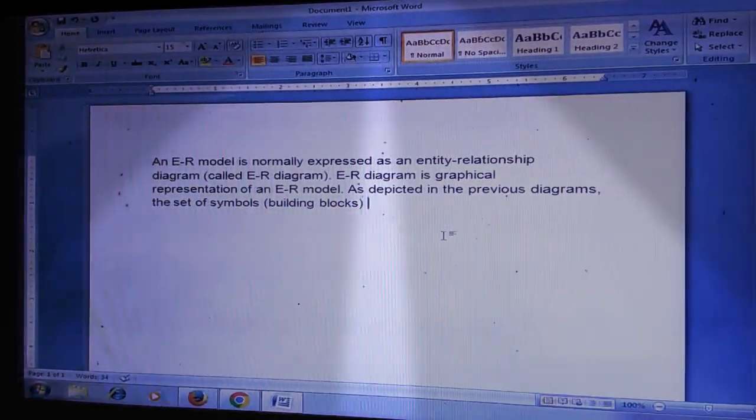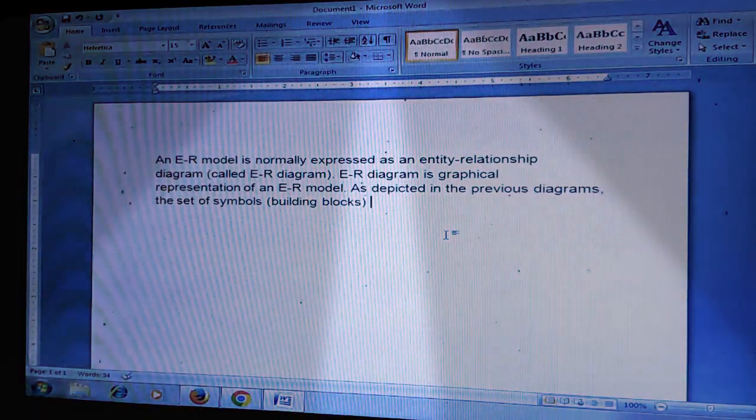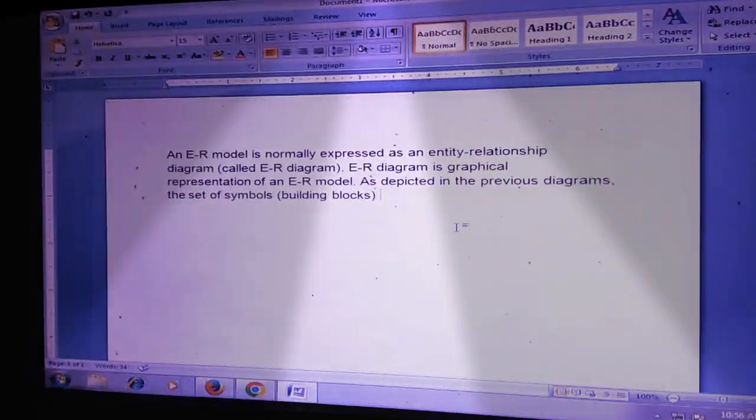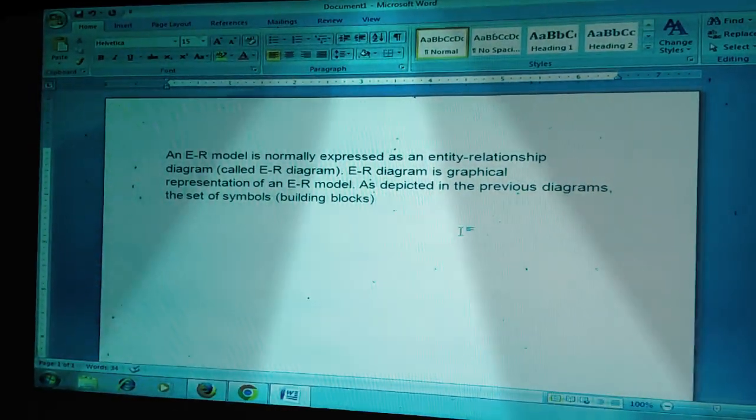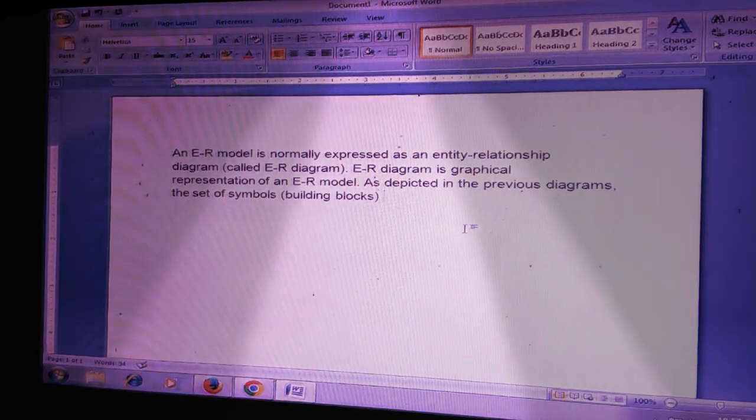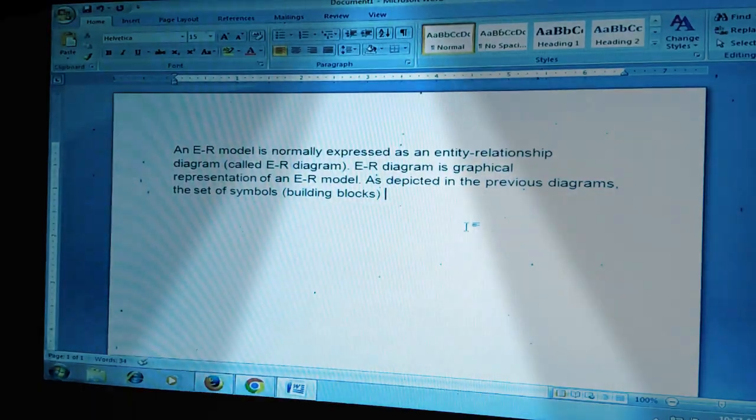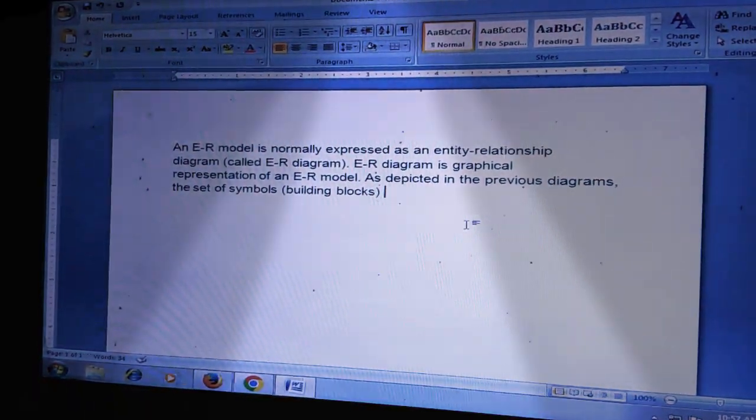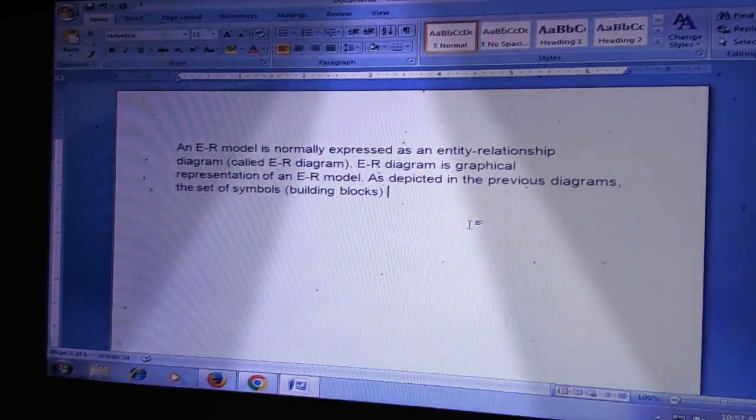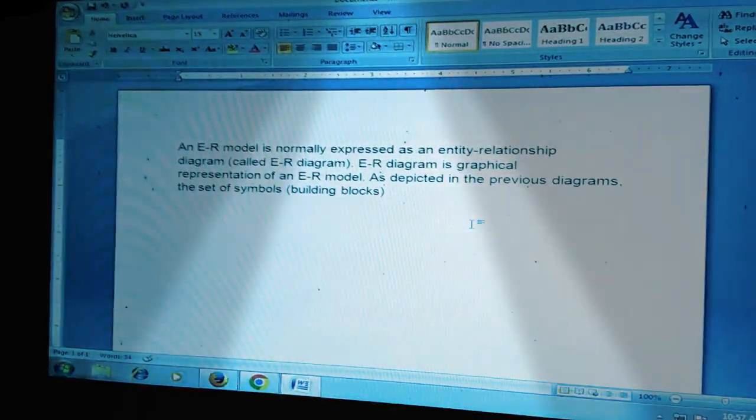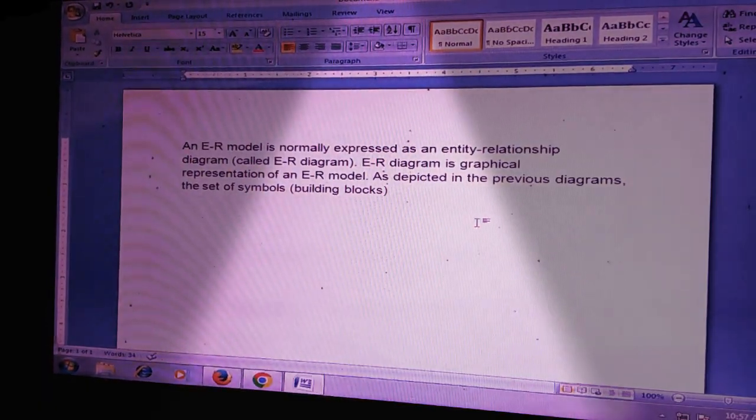So, first of all, ER model. What is meant by ER model? ER model is the entity relationship model. It's also called the entity relationship diagram, or ER diagram. An ER diagram is a graphical representation of an ERD, which is an ER model.